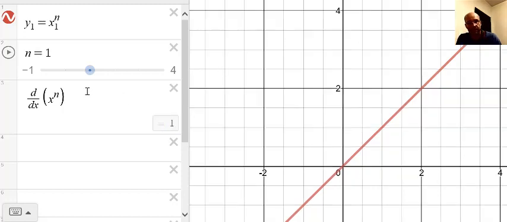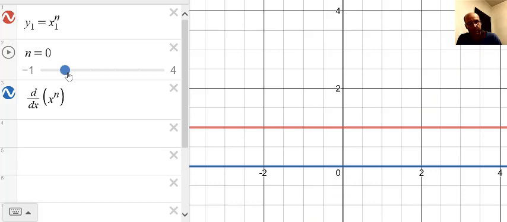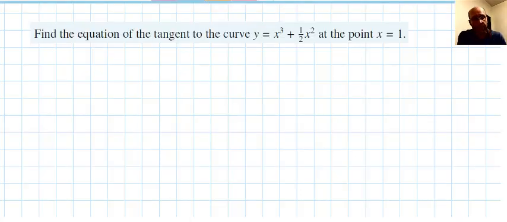Lastly, if I knock that down to n equals 0, that'd be x to the power 0, which is 1. And that's constant, that will stay as 1, so its derivative is 0. See, the derivative of a constant is 0, you can see the blue line tracking through 0. So this idea of a gradient function and the gradient of the tangent is very important.